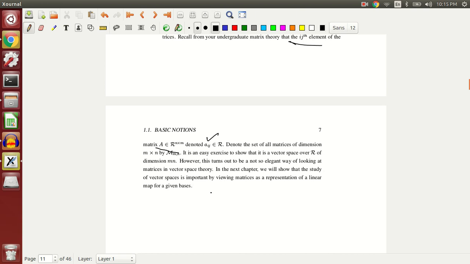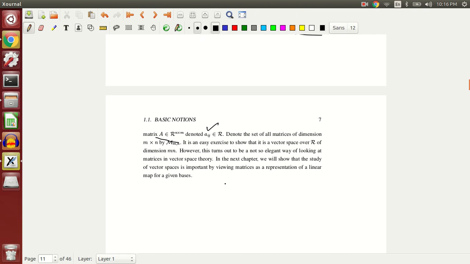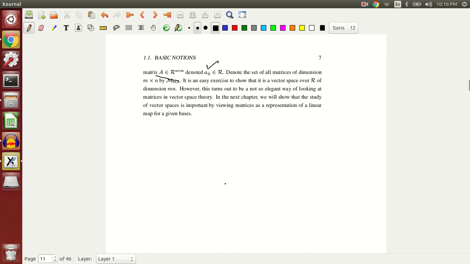However, this turns out to be not so elegant a way of looking at matrices in vector space theory. Later we will represent a way of viewing matrices as a representation of a linear map for a given basis. Okay, that's it. That concludes the definitions pertaining to vector space, which will be useful.